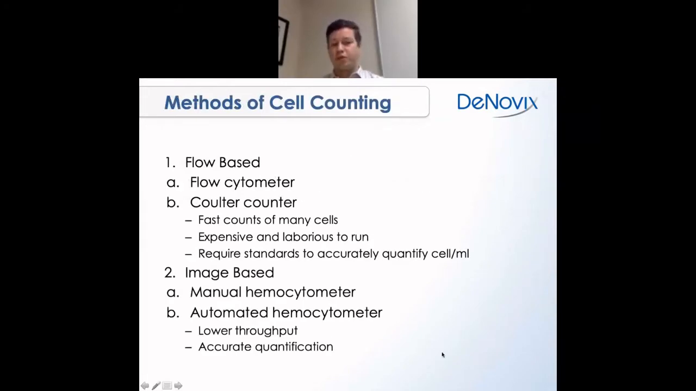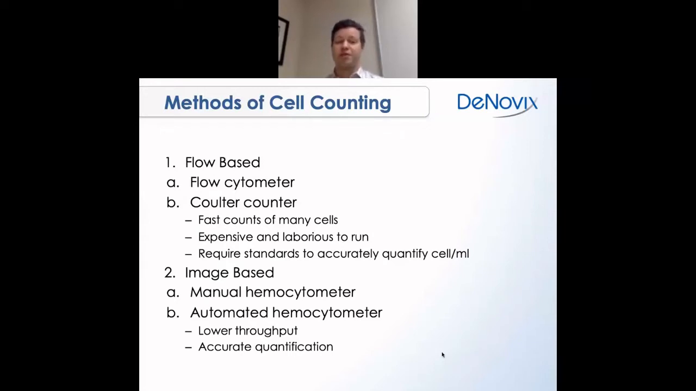So you have 2 basic methods for cell counting. Your first is flow-based, the second is image-based. Flow-based, we're talking about flow cytometers, Coulter counters, something where you're running cells through a microfluidic and it's being counted either by fluorescence or by impedance. These methods are great for fast counts of many cells and for cells within a population, so looking for different types of cells within that population of 1 million cells based off something like size or fluorescence.